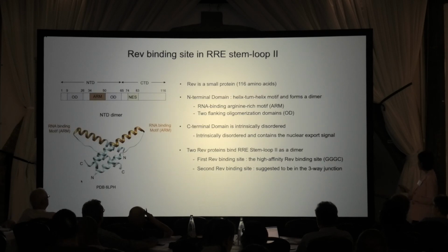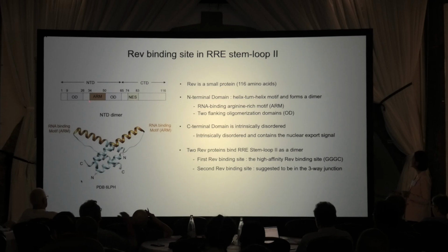So the Rev protein is very small, about 116 amino acids, consisting of the N-terminal domain that forms a helix-turn-helix and a C-terminal disordered domain. The N-terminal domain consists of the RNA-binding arginine-rich motif, called ARM, which is this orange, flanked by two oligomerization domains that provide the hydrophobic interactions between the monomers.